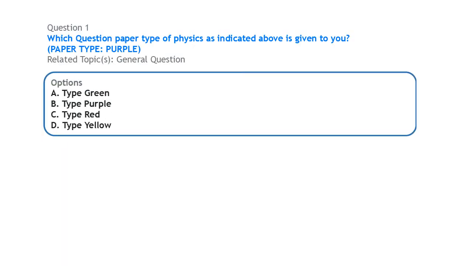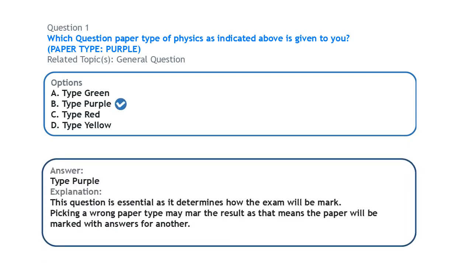Alright, first question is on paper type. What question paper type of physics, as indicated above, is given to you? In this recording, we are using the paper type blue. Now, this question is a very essential question, because it determines how your exam will be marked. If you pick the wrong paper type, it means that the answers that you pick are going to be marked against answers that are meant for another paper type, and that can greatly affect your results.